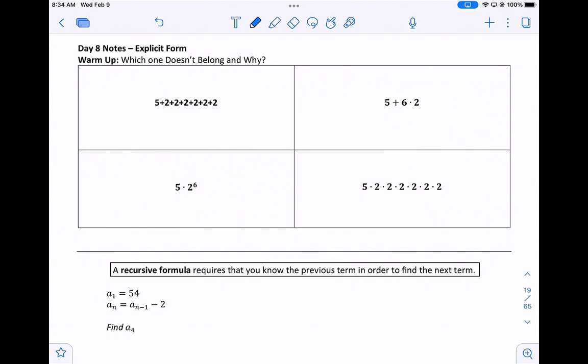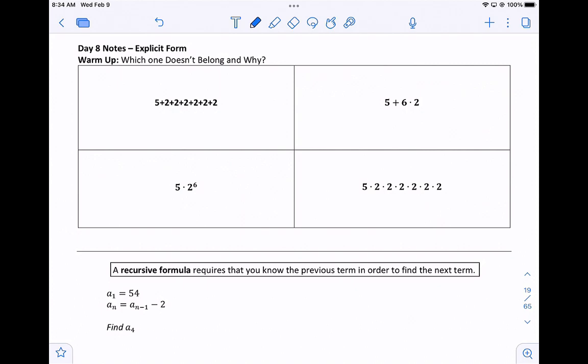Day 8, we're going to take a look at something called explicit form. For the warm-up, which one doesn't belong and why? So in class, we'll take a look at it, and students will choose which one they think doesn't belong, explain why, and we'll talk about multiple perspectives on this problem.